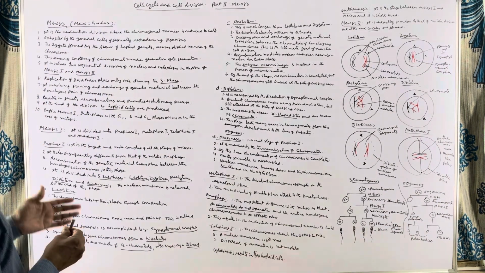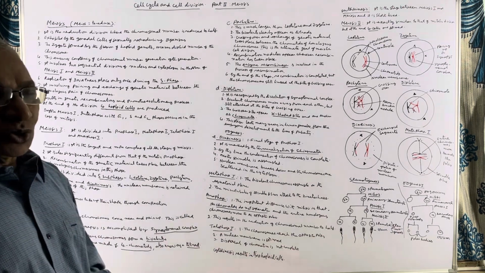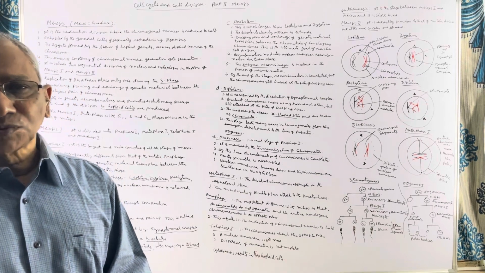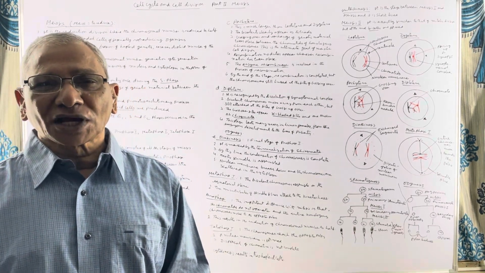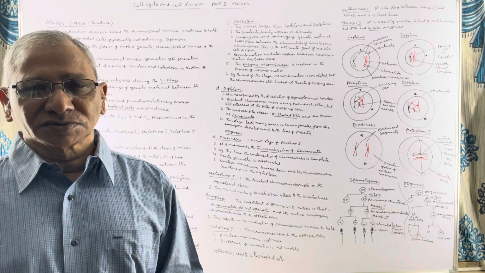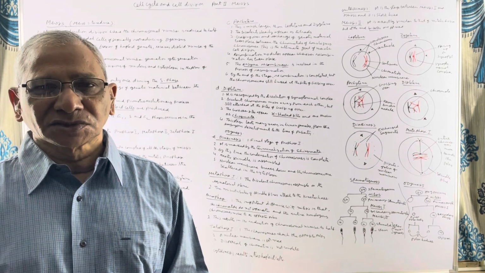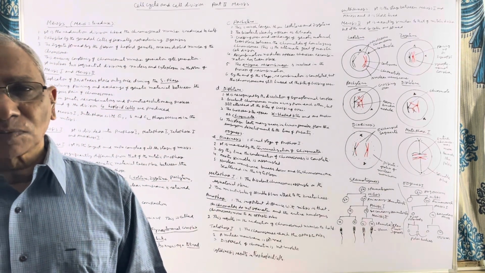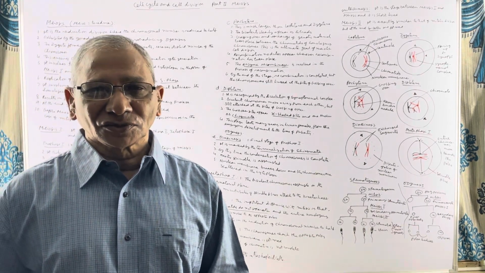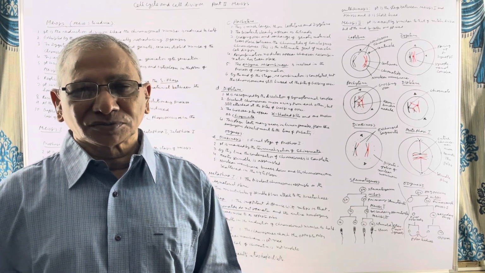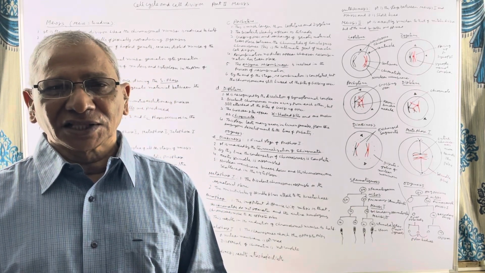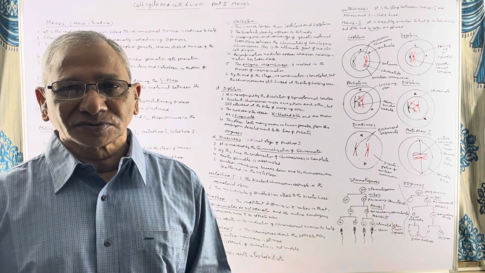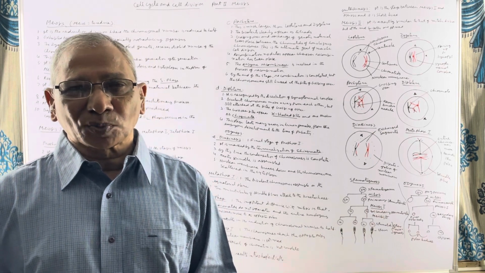Then, the meiotic division has also another great significance. During meiotic division, the homologous chromosomes exchange their genes, leading to recombination of genes. Recombination of genes leads to variation. Variation helps in evolution. And evolution results in the appearance of better species from the existing species.